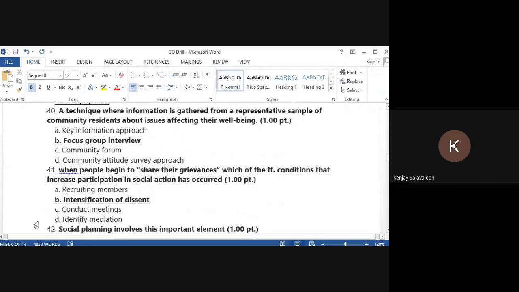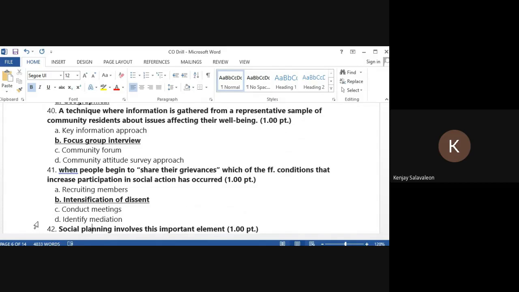A technique where information is gathered from a representative sample of community residents about issues affecting their well-being. So, we have different forms of data gathering in community organizing. This technique is gathering information from a representative sample. So, for example, women, the elderly. That is called focus group discussion. Since we are gathering data, it can also be named focus group interview.